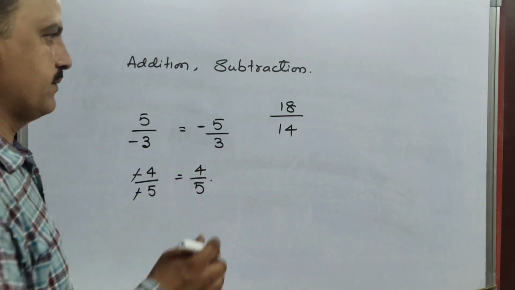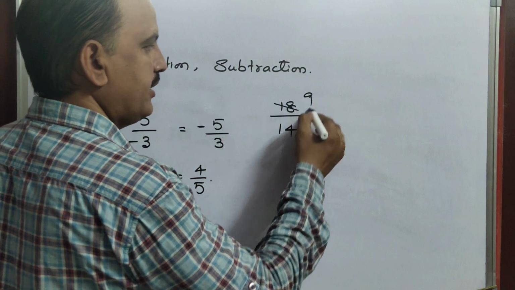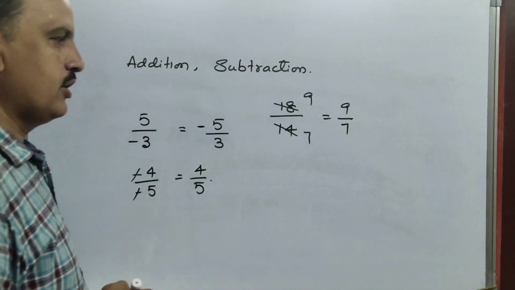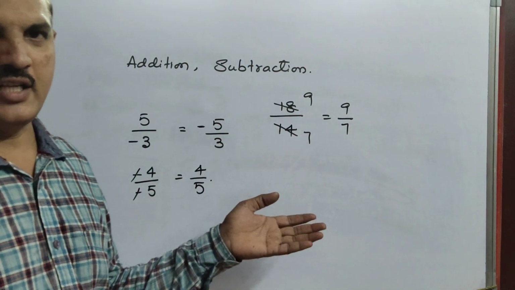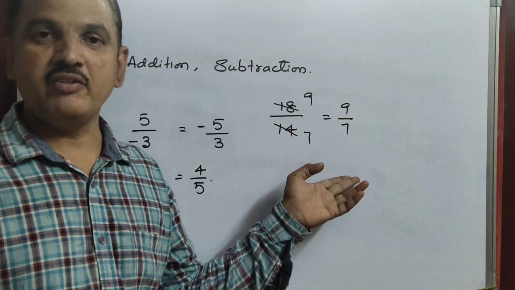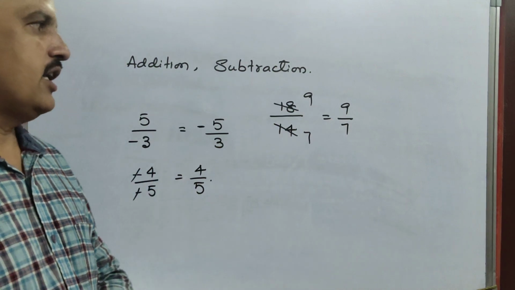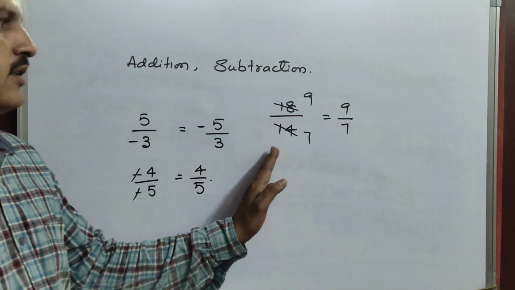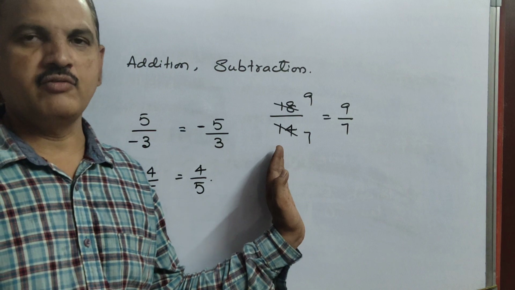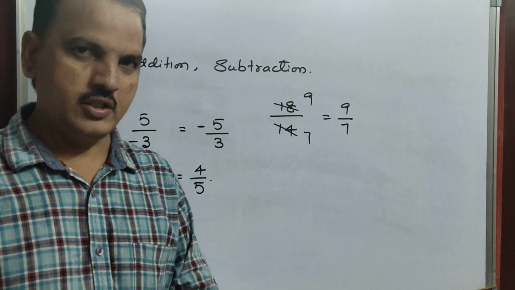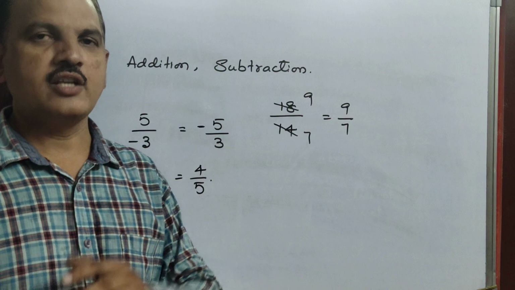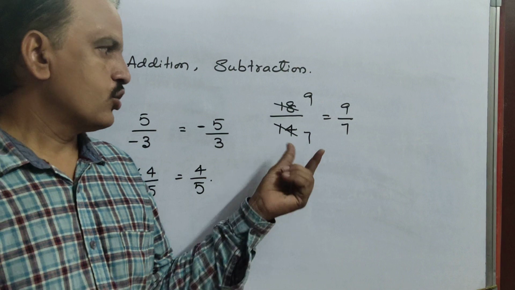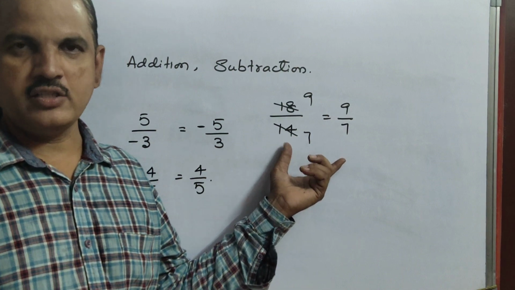Now listen. 2 9s are 18, 2 7s are 14. That means 9 by 7. Now you can check 9 and 7 again, are there any chances? 9 is there in the 3 table, but 7 is not coming. So that's why you can leave 9 by 7 as the answer. Like this, a given fraction can be converted into lowest terms. They'll ask you to reduce into lowest form, and in this way we can convert into lowest form.